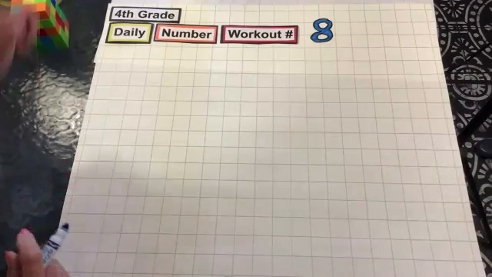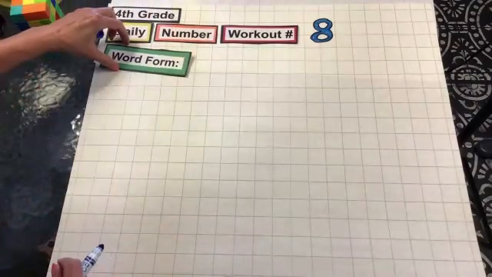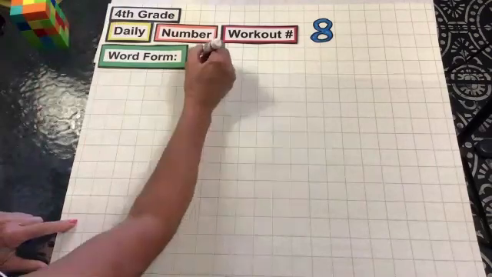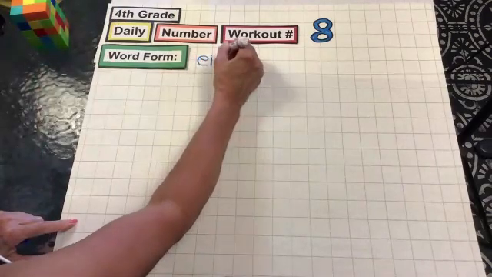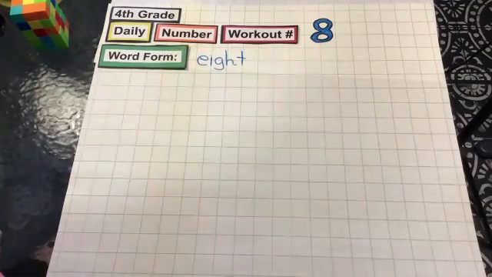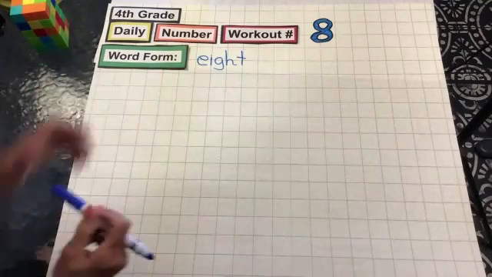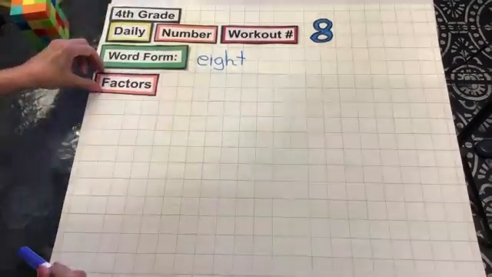Today is the number 8, and our first category of today is word form. So we want to be able to identify numbers in word form. Eight, 8. And let's find the factors of 8.